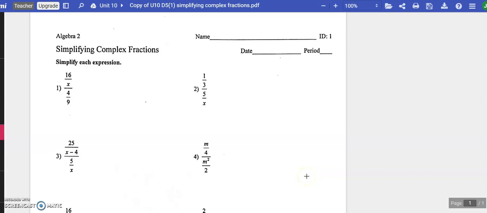Hello and welcome. In this video, we're going to be looking at multiplying and dividing rational functions. And really the rules for this are the same as what we normally use when we multiply and divide fractions.